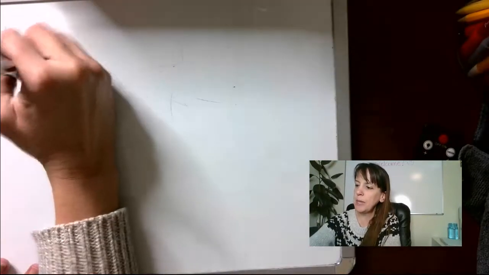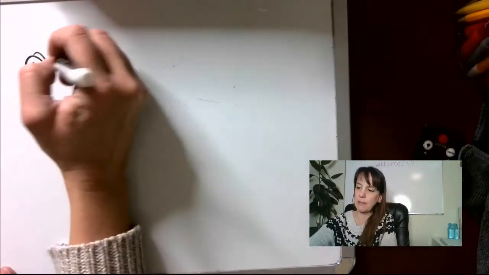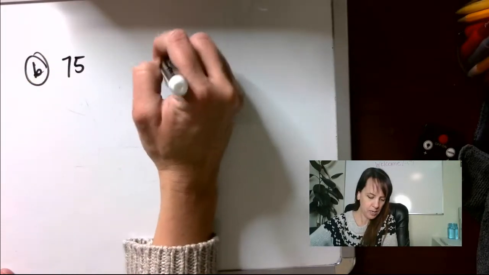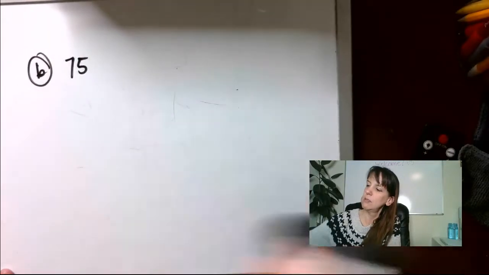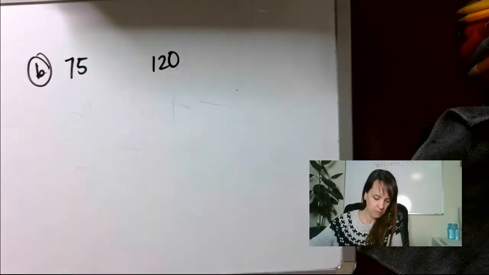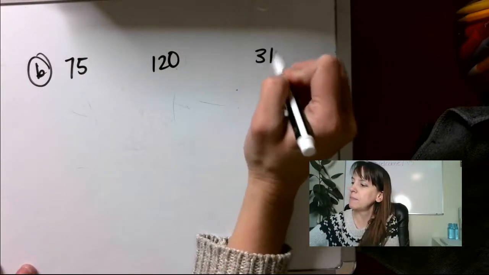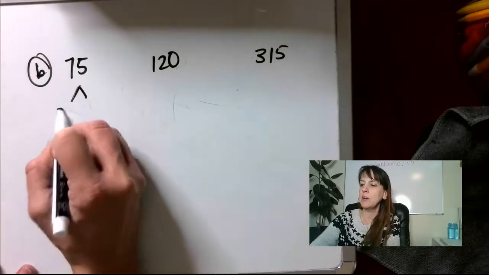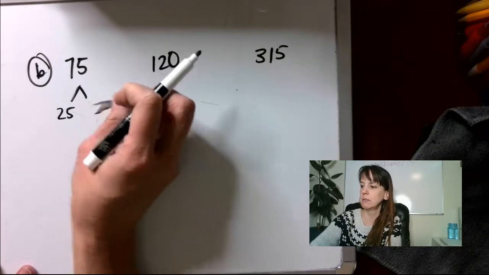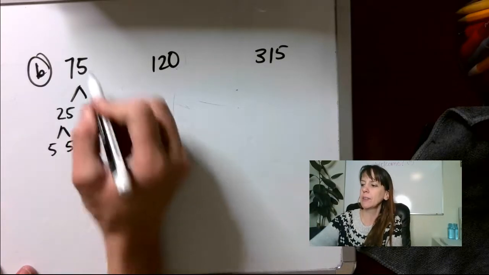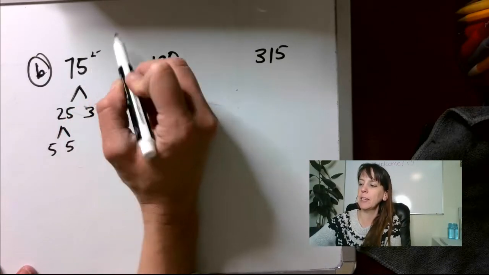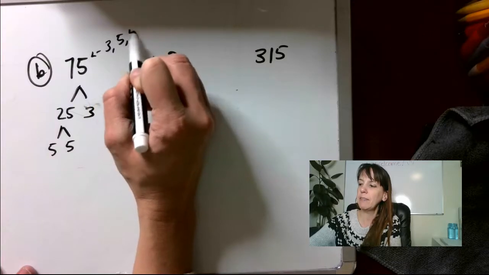So for B, we've got to do the same thing with 75, 120, and 315. All right, let's break these down. 75 we know is 25 and 3. 25 is 5 and 5. So we know 75 is going to be 3, 5, and 5.